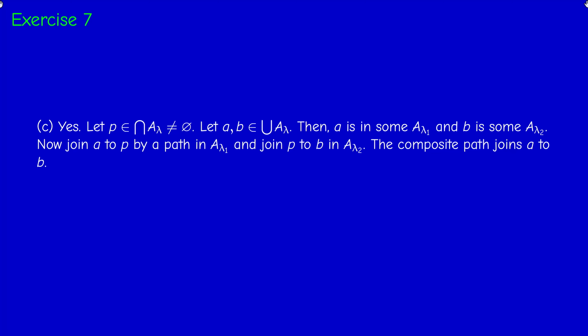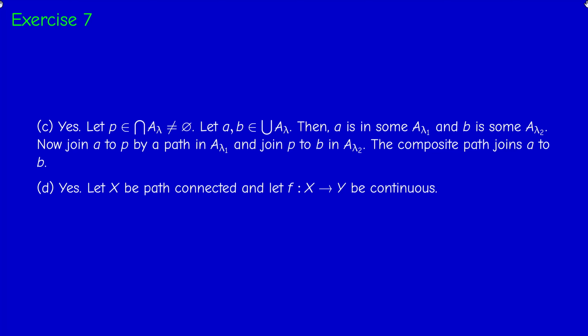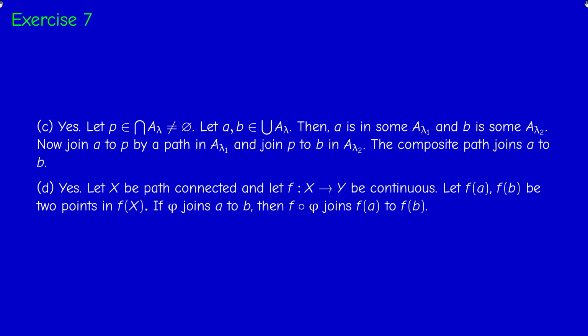Last question, yes. Let X be path connected and let f be a continuous map from X to another space Y. We have to prove that f of X is path connected. So we take two points in f of X. So these two points are necessarily of the form f of A and f of B, where A and B are in X. Okay, now, since X is path connected, we can join A to B by a path phi.